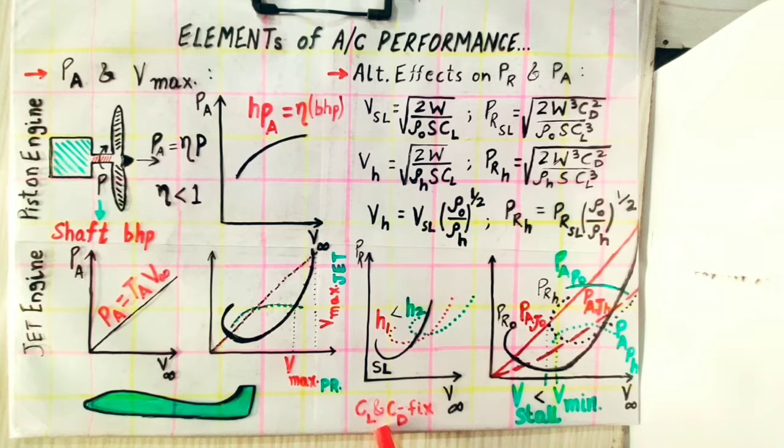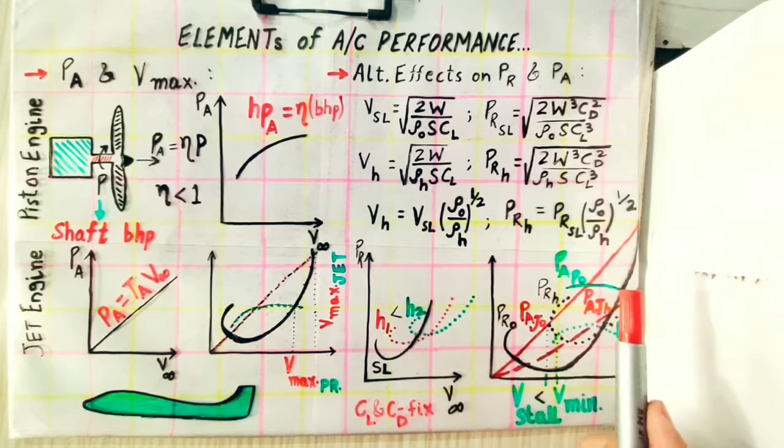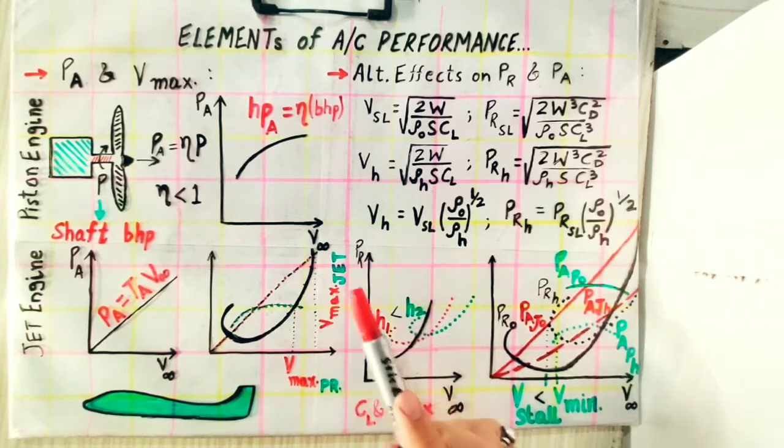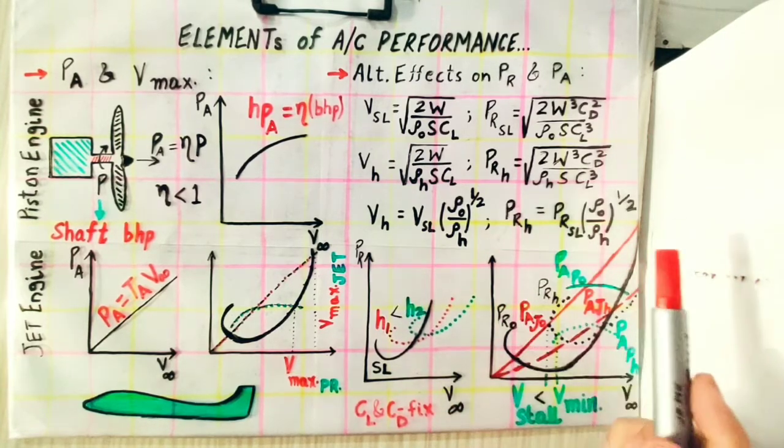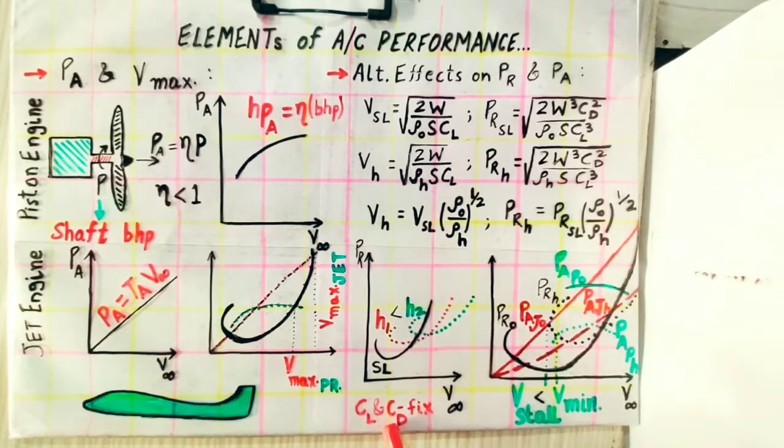Basically CL is kept fixed, and CD of an aircraft is the result which becomes fixed because CL is fixed, because CD is equal to CD naught plus CDi. We know from the drag polar equation, CD is equal to CD naught plus CDi. CD naught does not depend upon CL, so it will be constant, and CDi is equal to k CL square. CL is constant, so CD will be overall constant, which is CD naught plus CDi.